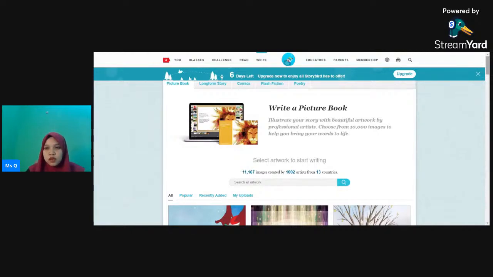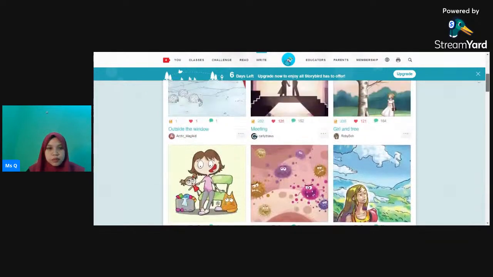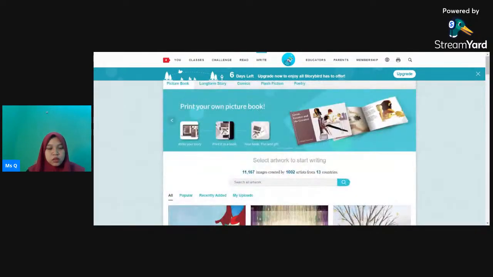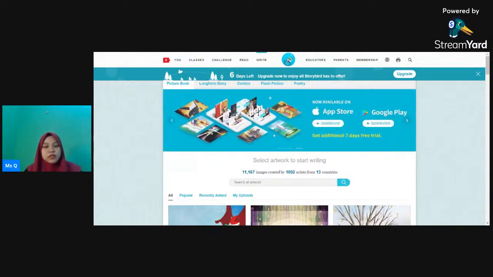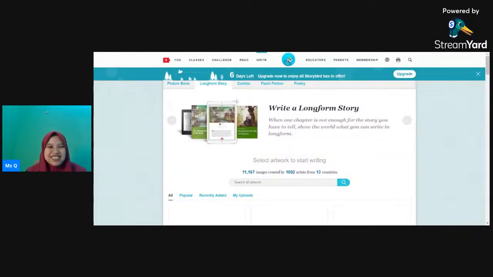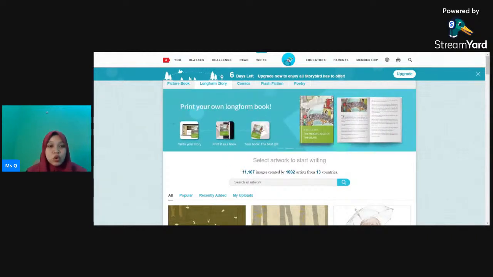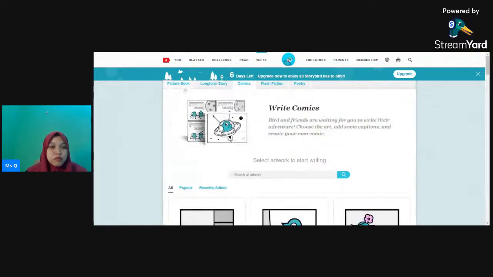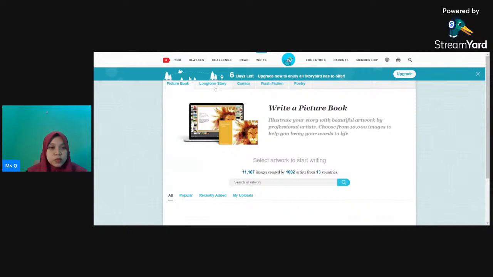So for example, this one. This is a picture book. A picture book is almost like a story beside and then a picture on the next page, side to side. A long form story is more like a novel, and I don't think it is suitable for us because you are expected to write only 200 to 250 words. So I don't think you can use long form story or comics. We are not using that. For your project, I want you to use either picture book or flash fiction.